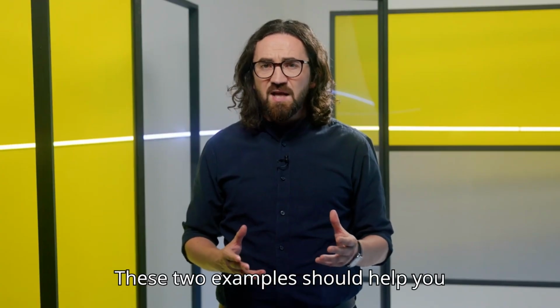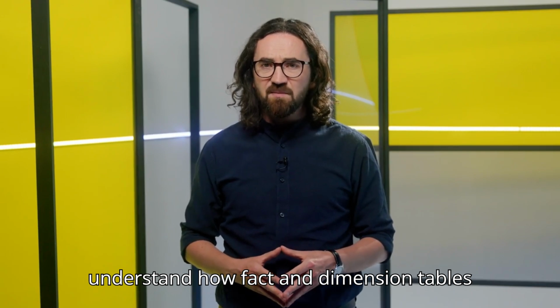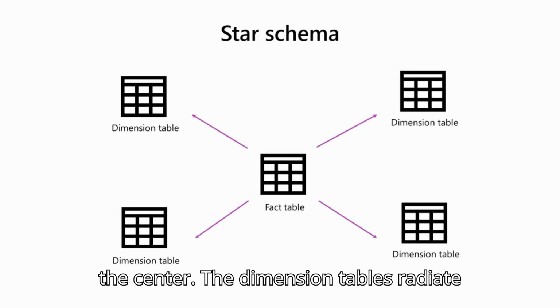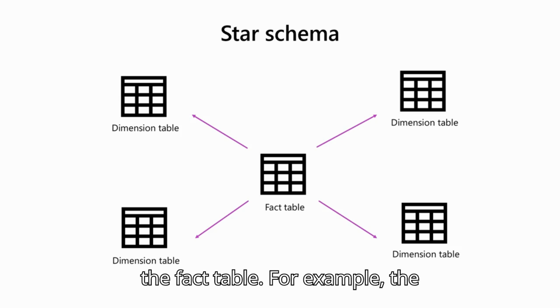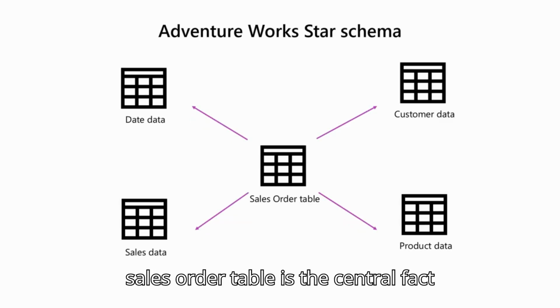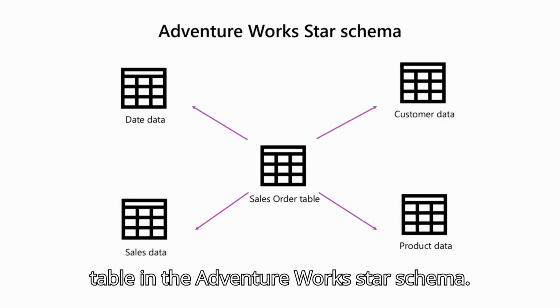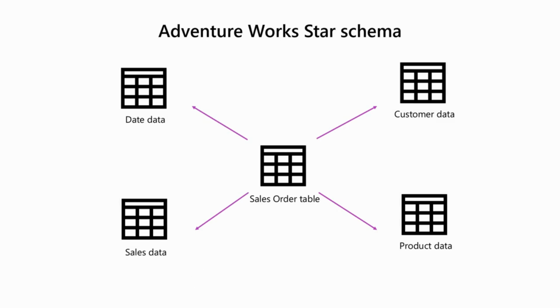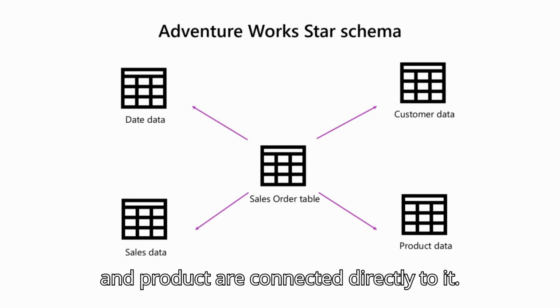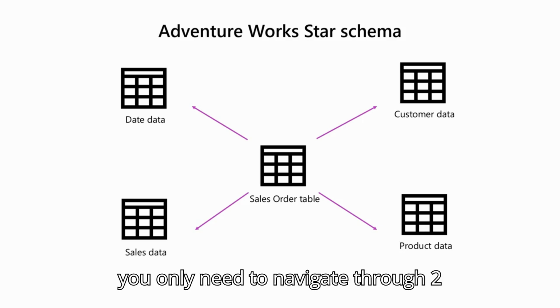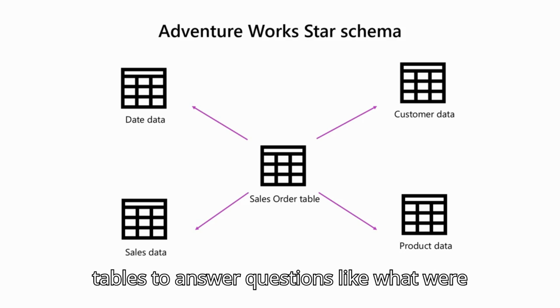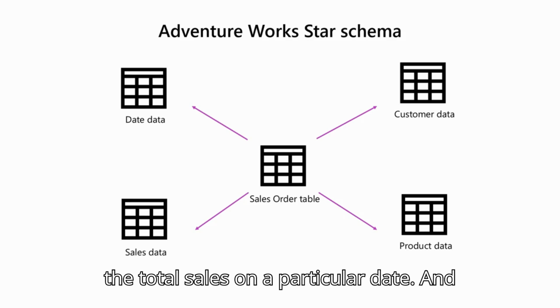These two examples should help you understand how fact and dimension tables inform the building of a schema. In the star schema model, the fact table sits at the center. The dimension tables radiate out like the points of a star. Each dimension table is directly connected to the fact table. For example, the sales order table is the central fact table in the AdventureWorks star schema. The dimension tables like date, customer, and product are connected directly to it. This structure simplifies queries because you only need to navigate through two tables to answer questions like, what were the total sales on a particular date?